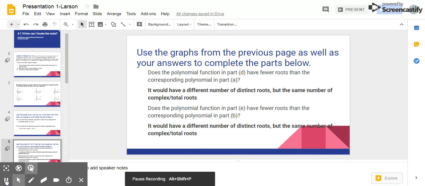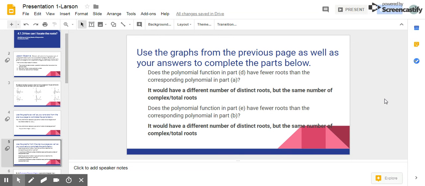This next question has them look at the graphs and compare and contrast them to find which one has fewer roots than the corresponding polynomial. It should be noted that they should see a different number of distinct roots, but the same number of total roots.